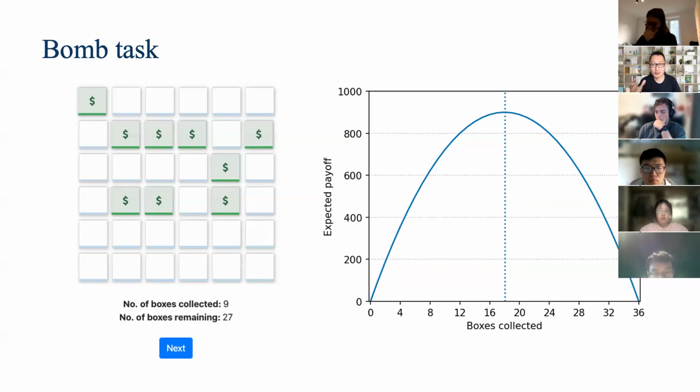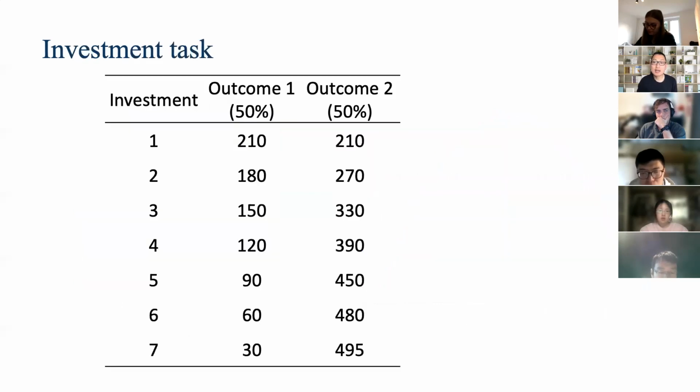If you just want to get something for sure, then you will collect a fewer number of squares, right? Because in this case, the variance of the payoff would be small, and it's likely that you will at least get some positive payoff, right? So this is something where you know the probability distribution, and you can calculate the expected payoff. The same applies for the investment task.